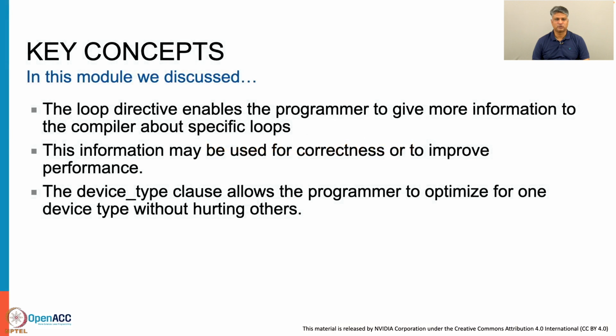So, the key concepts we have discussed today are: the loop directive enables the programmer to give more information to the compiler about specific loops. This information may be used for correctness or to improve performance. The device type clause allows the programmer to optimize for one device type without hurting the others.